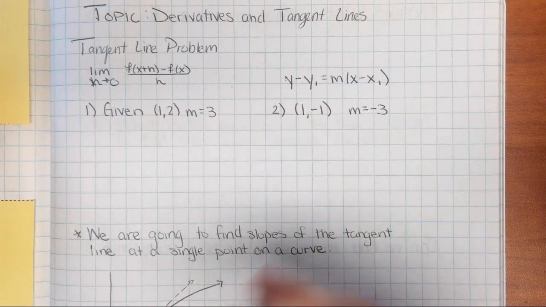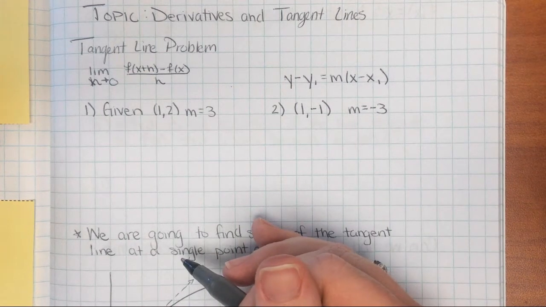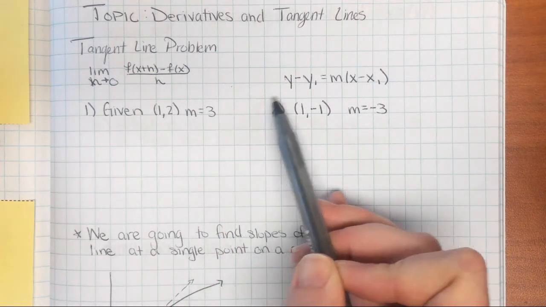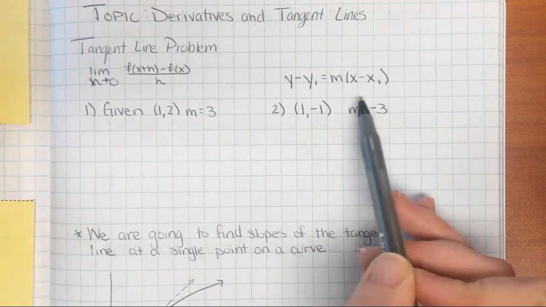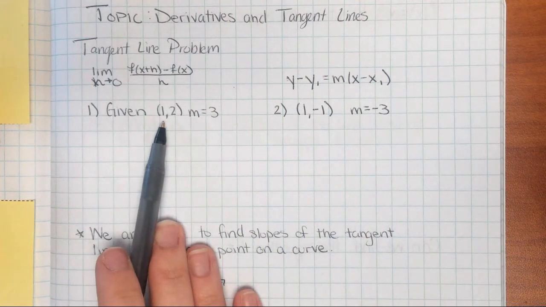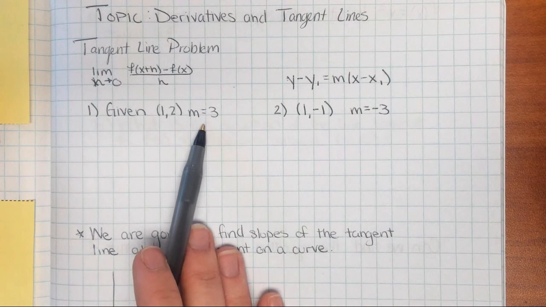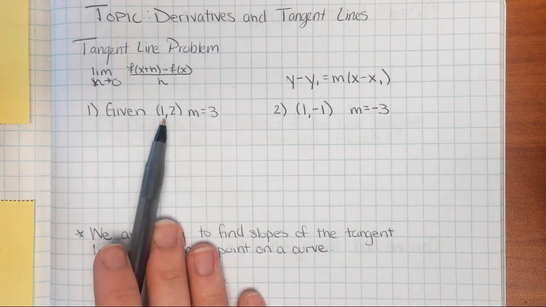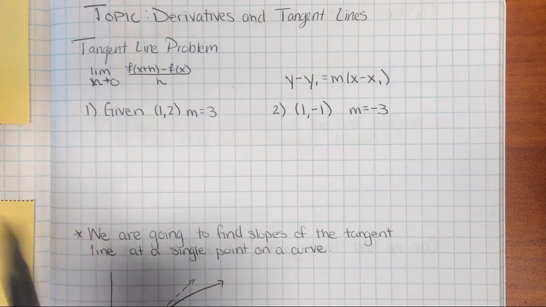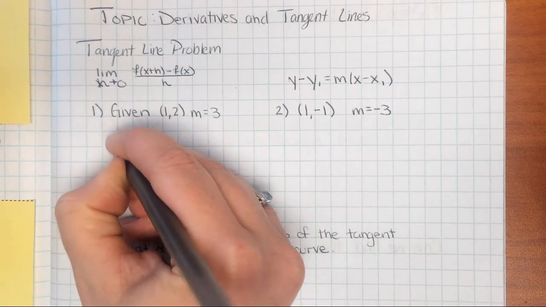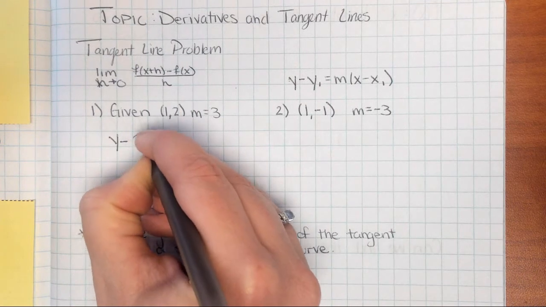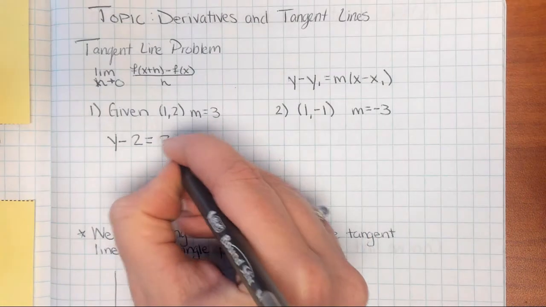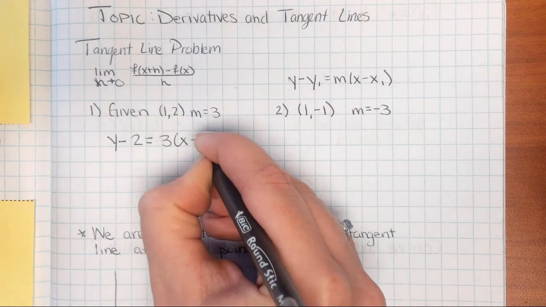So before we even begin on trying to find slopes from equations, what I want to do is remember how to create a tangent line. So we are given a point and we are given a slope. What I'm going to do is use that y minus y1 equals m times x minus x1 equation to create the tangent line. I'm simply going to plug in everything I have for all my variables. So I'm going to do y minus 2 equals 3 times x minus 1.